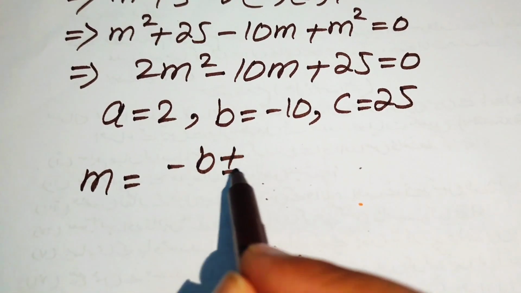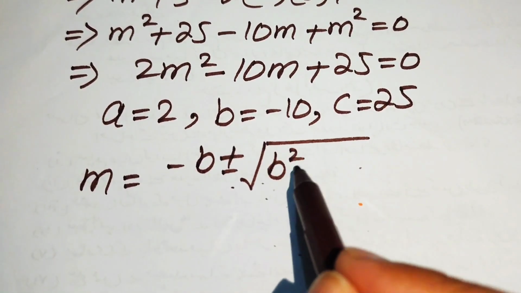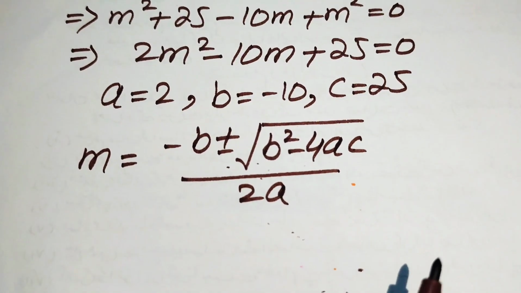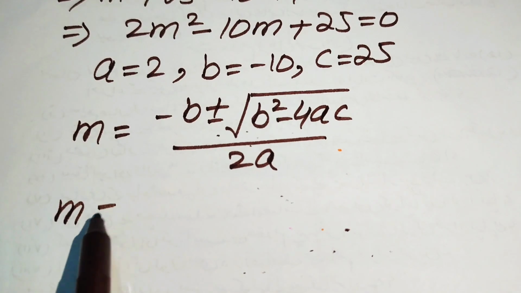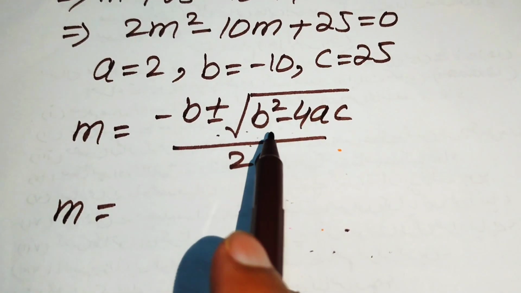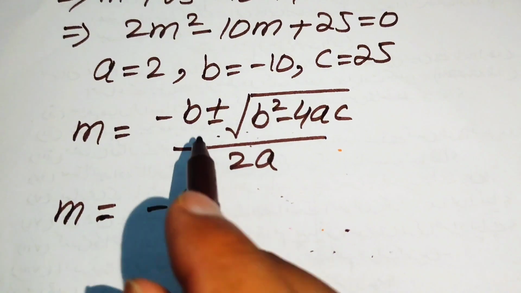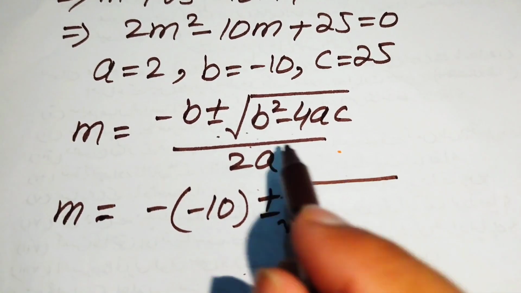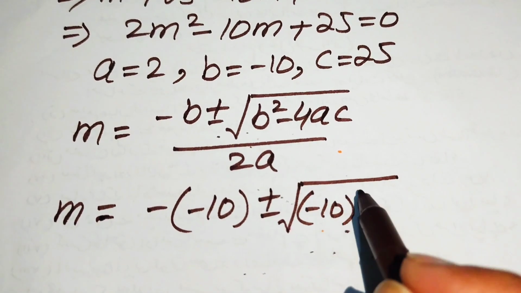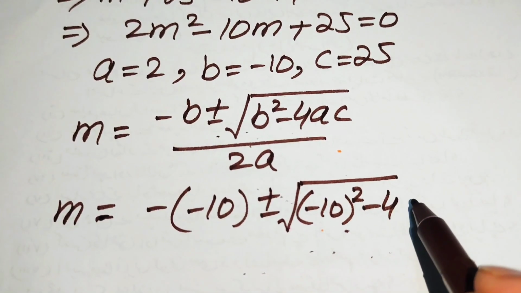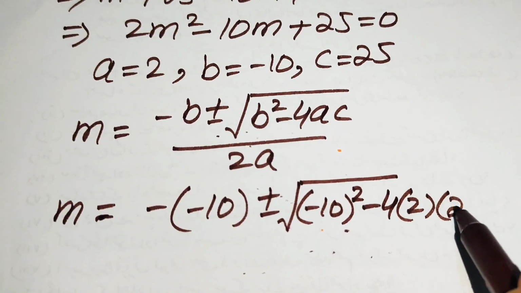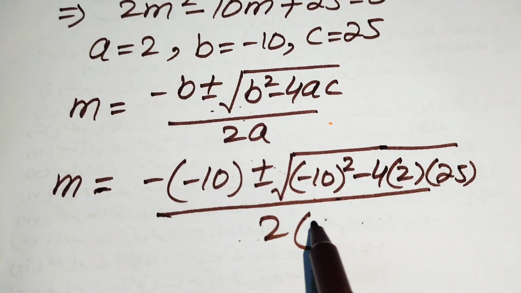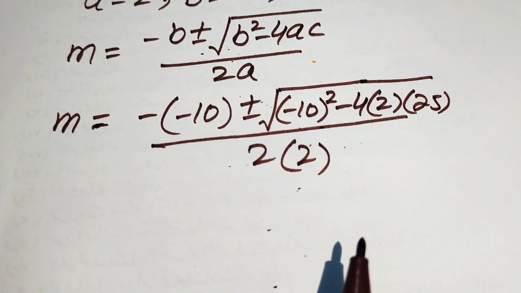minus b plus minus square root of b square minus 4 times ac, divided by 2 times a. So here we just put the values of a, b and c, and we have minus b, and the value of b is minus 10, plus minus square root of b square. So b is (minus 10) square minus 4 times a is 2 and c is 25, square root, and divided by 2 times a, and a is 2.